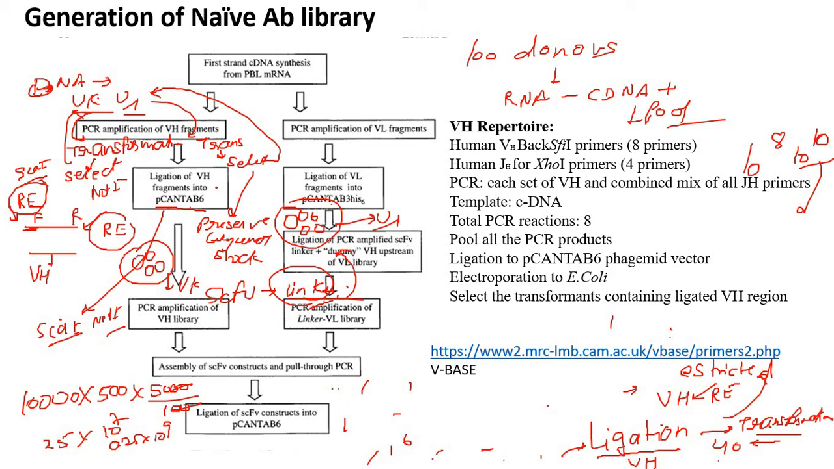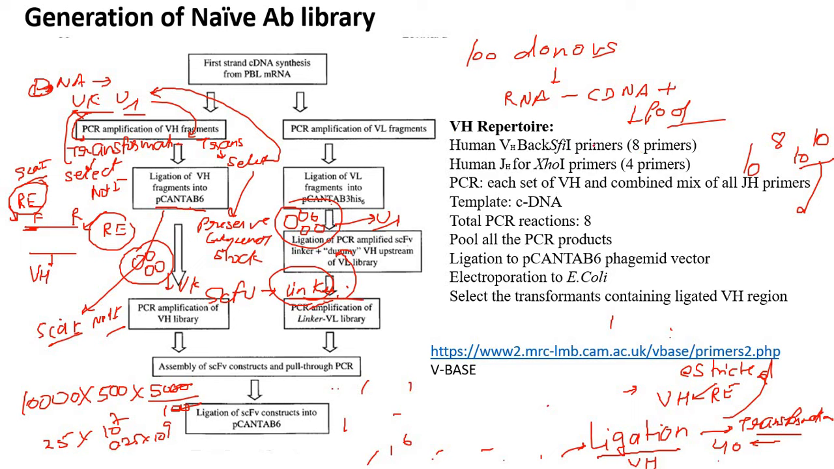In short, we will amplify the fragments of the variable region of the heavy chain and the light chain and the linker region, and then we will combine them. That will form the scFv. scFv means it's a library that contains only the variable region of the heavy and the light chain. So here if you see for the VH repertoire, we have 8 primers. For the JH, we have 4 primers.